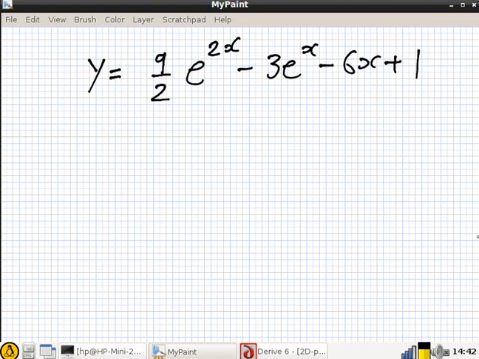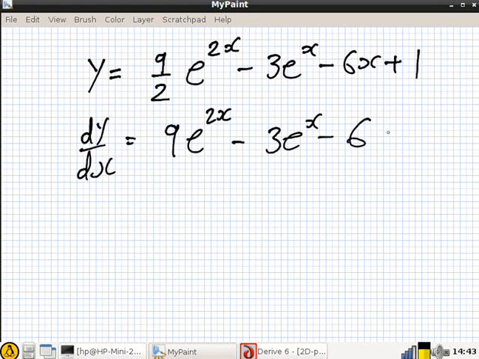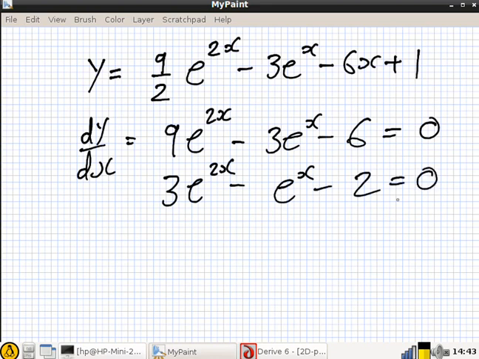Okay, let's have a look at the answer now. So we differentiate. The 2 comes down and cancels the 2. So I have 9e^2x minus 3e^x minus 6 equals 0. Divide everything by 3. 3e^2x minus e^x minus 2 equals 0.